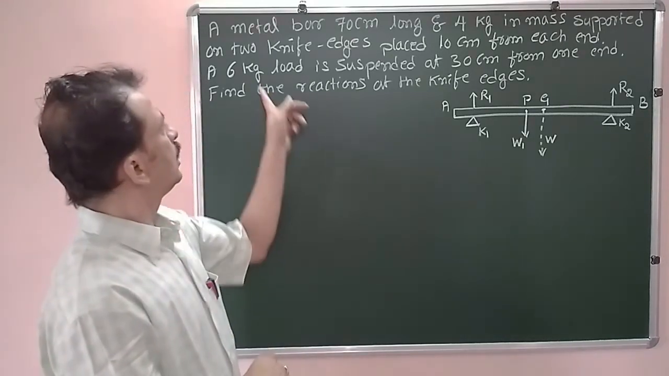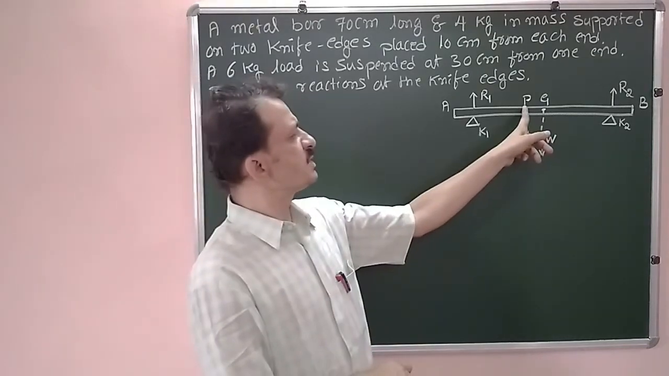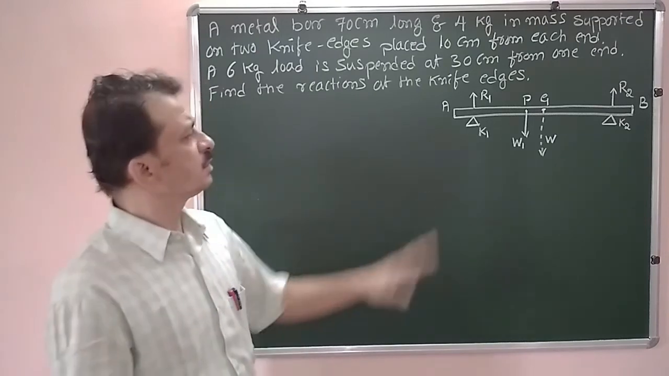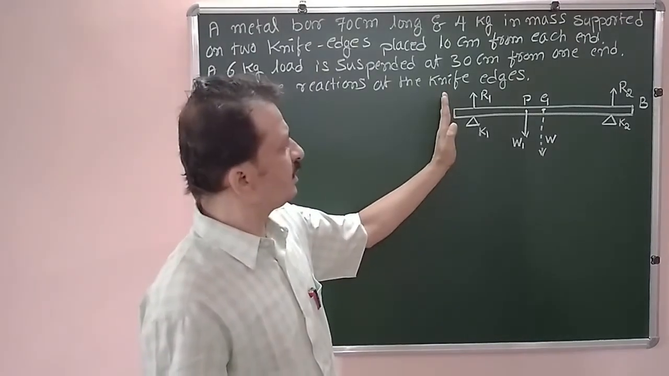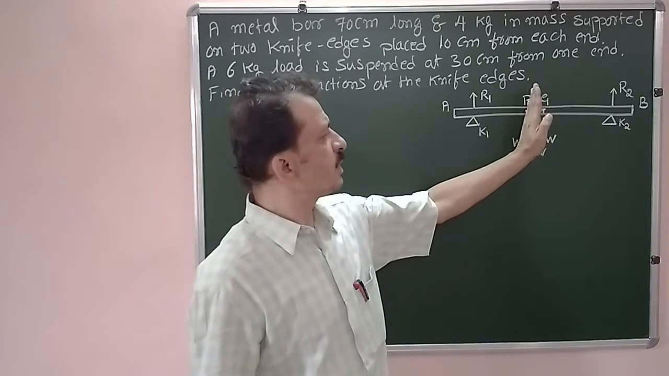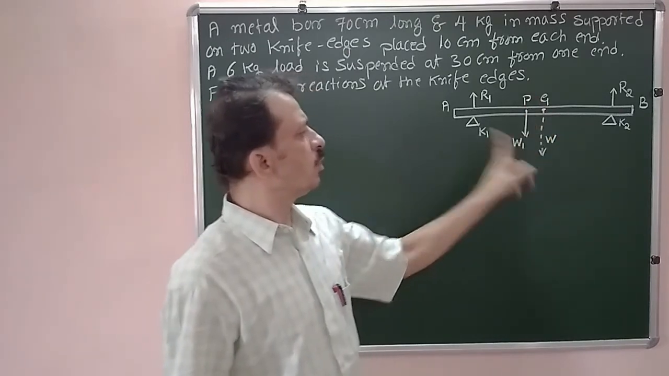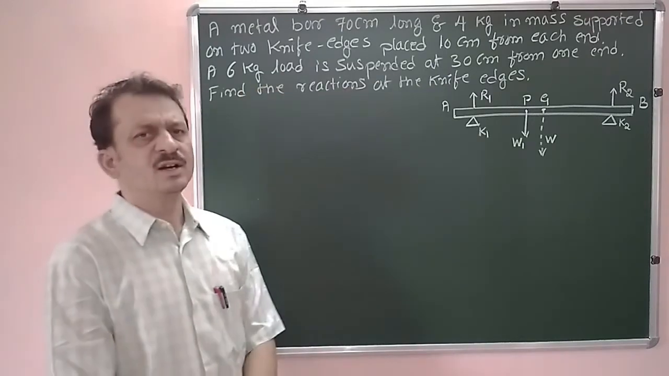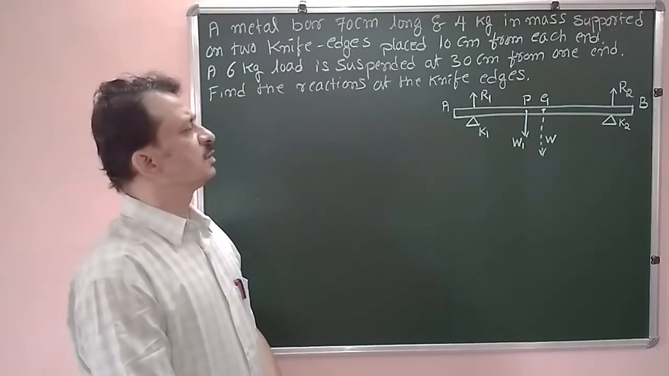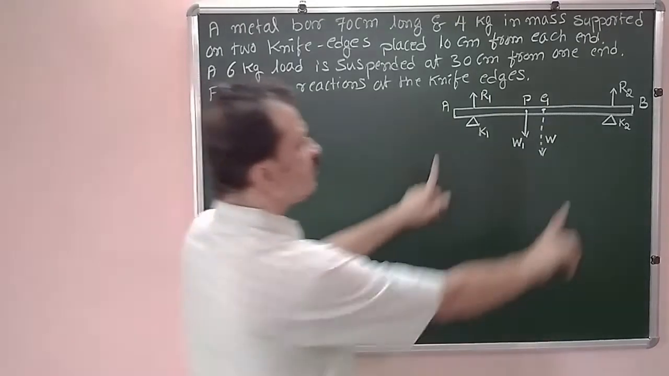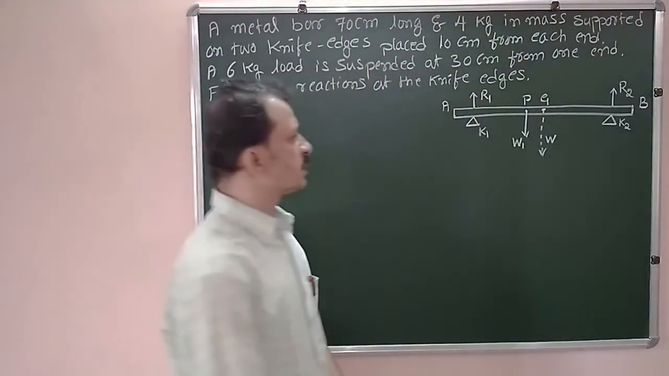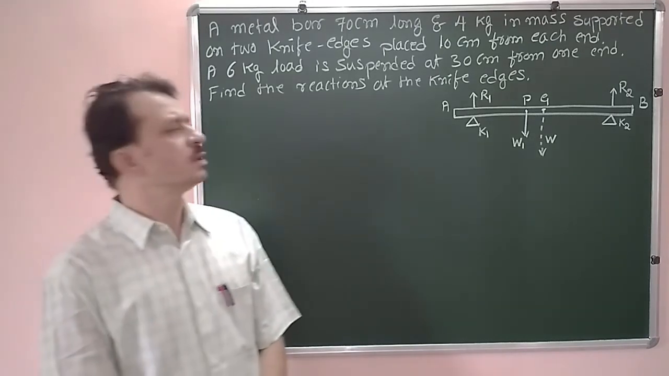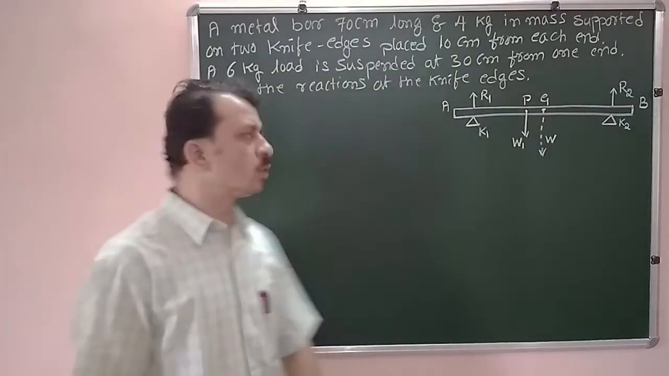Another load of 6 kg is suspended 30 centimeter from one end. Now I have taken here from A end up to the 30 centimeter distance. Here a load called W1, the 6 kg weight, is acting downwards. So in this case, at the knife edges two upward forces arise, the normal reaction forces, which we call R1 and R2. Now we are going to work it out.